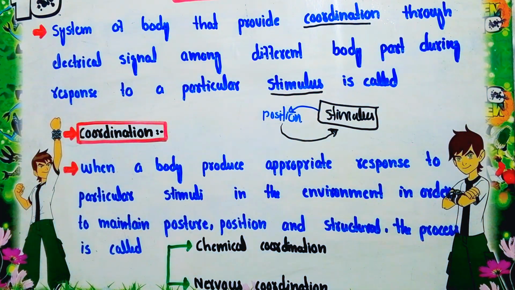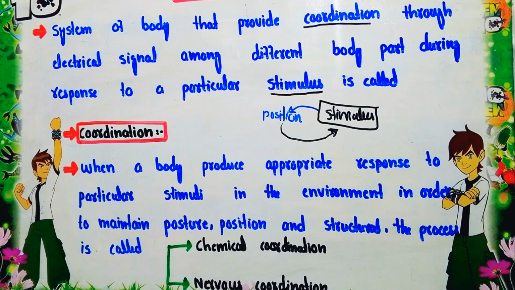Now in our body, two types of coordination occur. The first one is chemical coordination, while the second one is nervous coordination. Chemical coordination occurs with the help of hormones, while nervous coordination occurs through electrical signals. Now what is the nervous system?